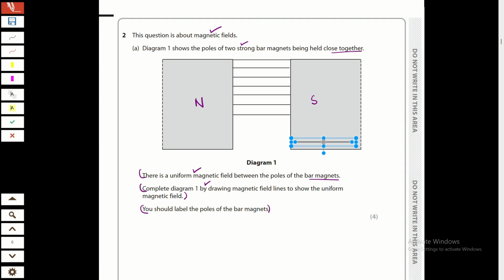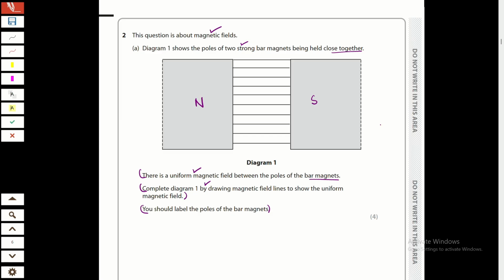Another thing is, you just have to draw a minimum of 3 or 4 magnetic lines. You don't have to fill up the entire space. But what I usually do is fill up the entire space because it kind of looks cool and more sophisticated. But you have the opportunity to draw only 3 or 4, and you will be getting full marks if you draw 3 or 4. All right, so I have actually filled up the entire space.